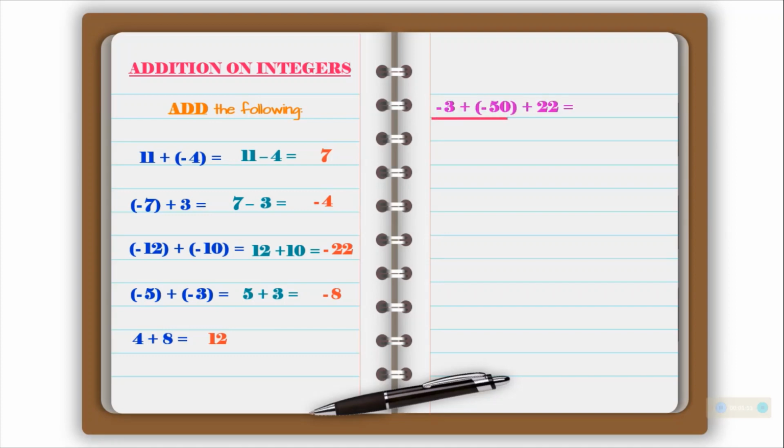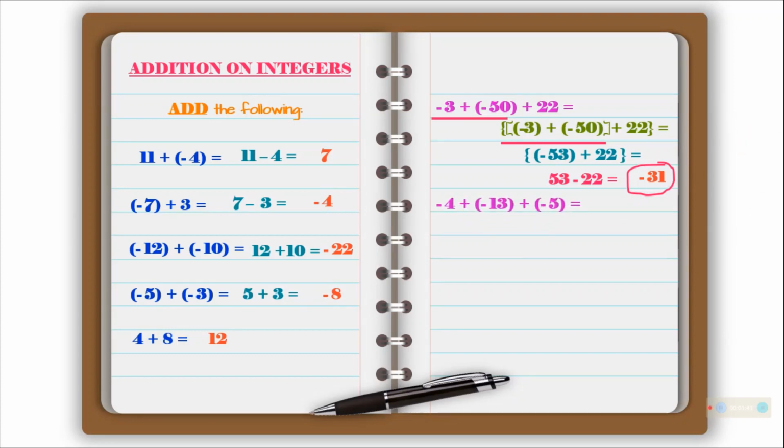Next, negative 3 plus negative 50 plus 22. Negative 3 and negative 50, they have the same sign, so we will add. Then, the answer is negative 53. Then plus 22, they have different signs, so we will subtract 53 minus 22, then take the sign of the larger absolute value, which is negative. So the answer is negative 31.